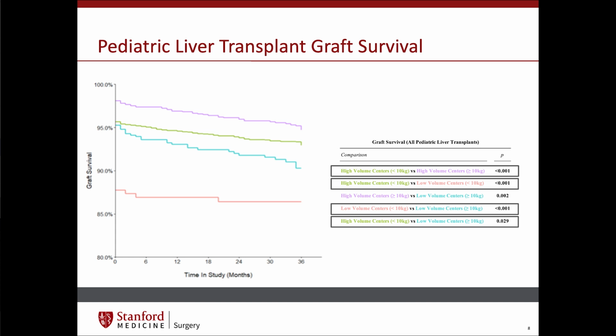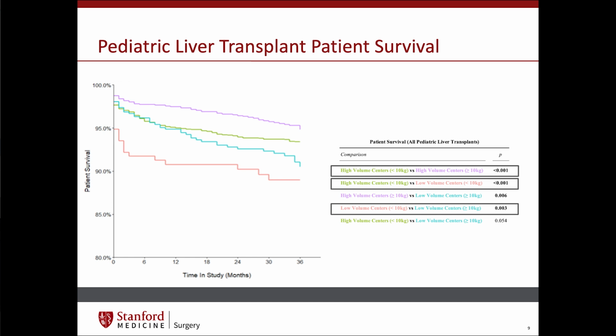Recipients less than 10 kilograms had significantly worse graft survival compared to recipients equal or greater than 10 kilograms, both at high volume and low volume centers. And notably, recipients less than 10 kilograms at high volume centers demonstrated significantly improved graft survival compared to recipients less than 10 kilograms at low volume centers. In fact, recipients less than 10 kilograms at high volume centers demonstrated significantly improved graft survival compared to recipients greater than 10 kilograms at low volume centers.